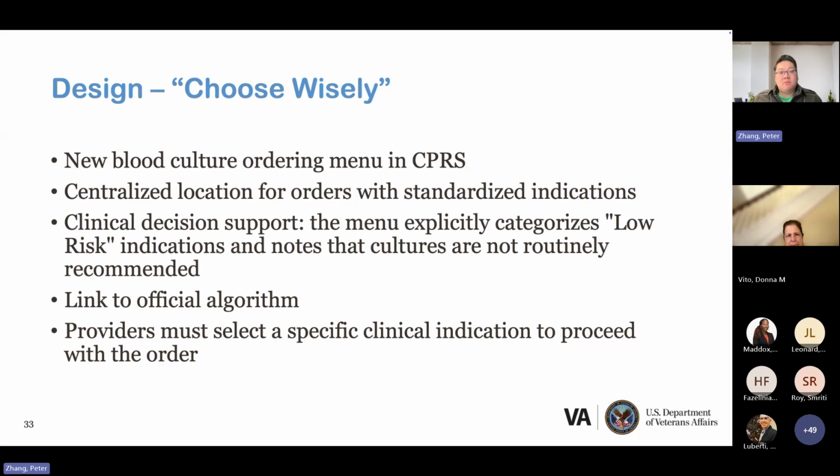And we actually decided to make this a hard stop, so the provider had to select an indication before they could proceed. After all, we're trying to preserve a resource. We want the clinician to make a conscious decision to click something.